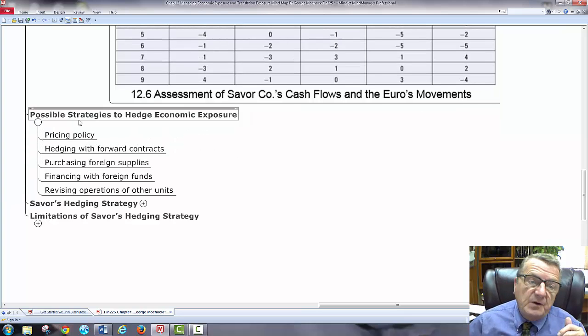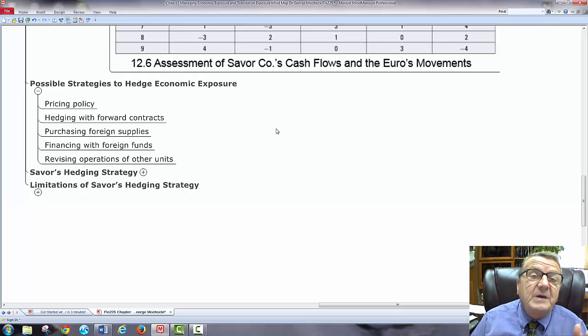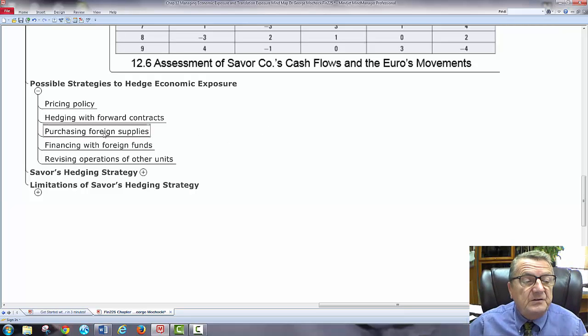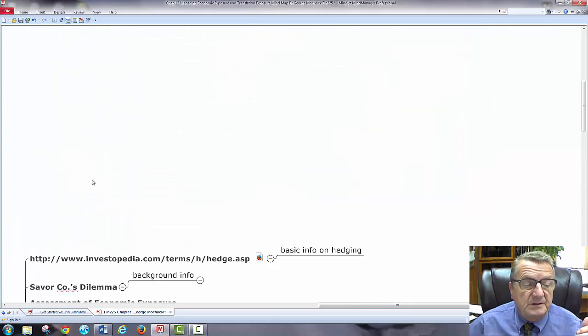Now, here are some possible strategies to hedge economic exposure. Remember, there's no one correct way you're going to come up with. You're going to explain why you think this is the best strategy, or you may have a mixture. Remember, you could have a mixture if you want. Your pricing policy, hedging with forward contracts or futures, purchasing foreign supplies, financing with foreign funds in which currency, revising operations of other units to offset, or closing one down. Those are all things we've talked about. Some of the restructuring. Remember, we looked at this.